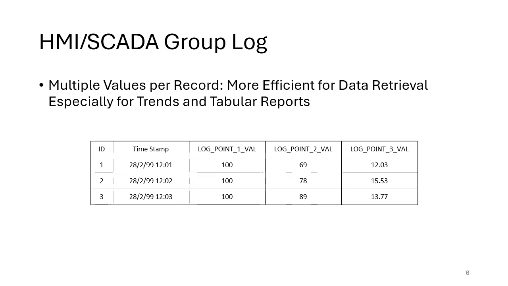My preference would normally be for a data log, because that way you do have the option of adding in more metadata type columns very easily, where in a group log you maybe don't have that. But if you're only using the value for, say, trending, or maybe it's purely for a tabular report, then this makes more sense.